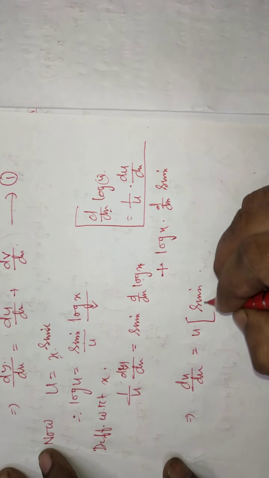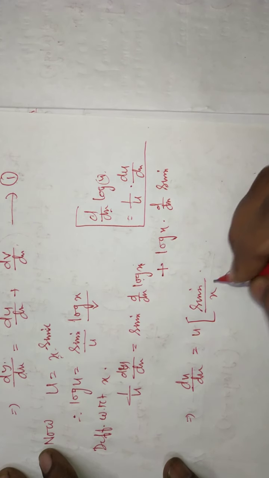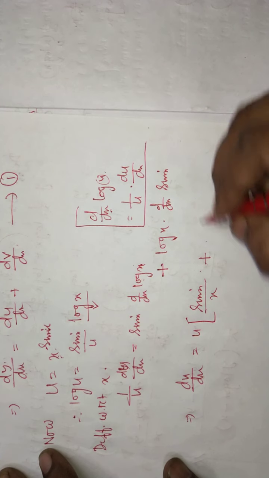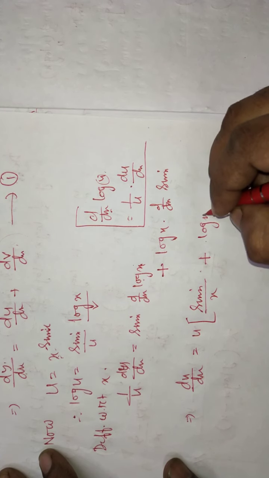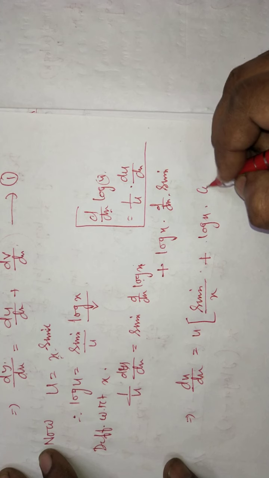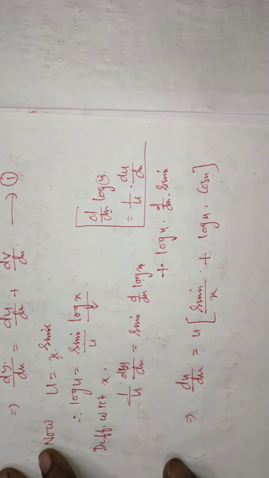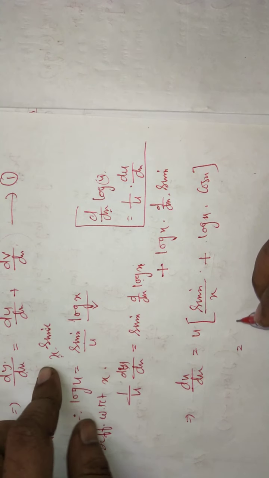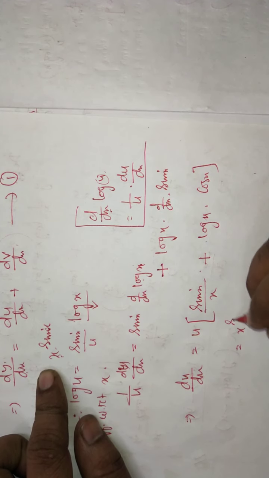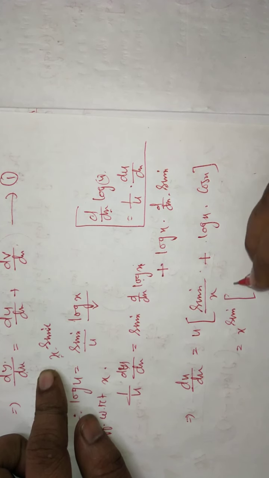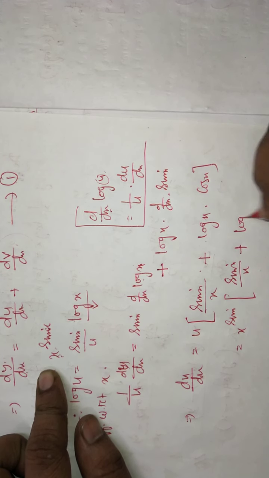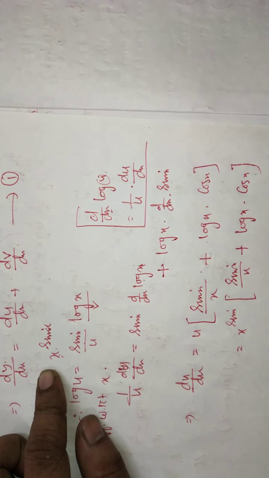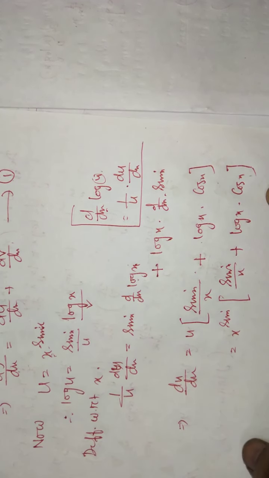log x means what, 1 by x, तो क्या होगा 1 by x हो जाएगी plus log x into d/dx of sin x is what, cos x. This is your du/dx. What is u? You replace u by what? x to the power sin x, into 1 by x, plus log x into cos x. Okay, this is your du/dx.